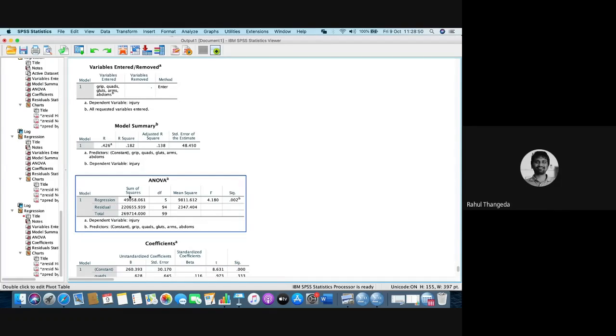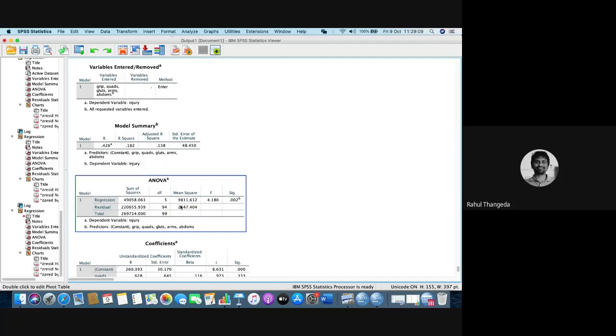So how do you get this regression sum of squares and the degrees of freedom? Degrees of freedom, in terms of regression, is the number of independent variables. We have 5 variables, so 5. And 94 is because you have data points of 99, excluding these 5 independent variables, it is 94. So that's how this is calculated.